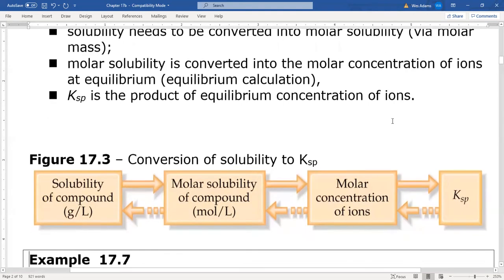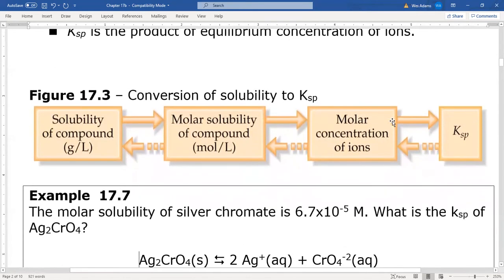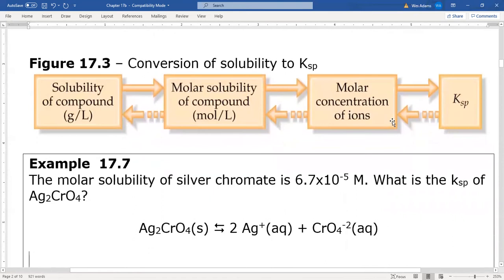We'll work one of each. So let's look at this particular problem. We got a molar solubility of silver chromate, 6.7 times 10 to the negative fifth. What's the Ksp of the silver chromate? And you can see the equilibrium expression there. Silver chromate dissolving to form 2 silver ions and 1 chromate ion.